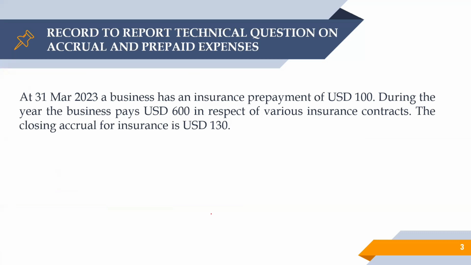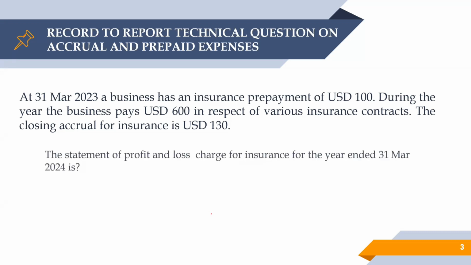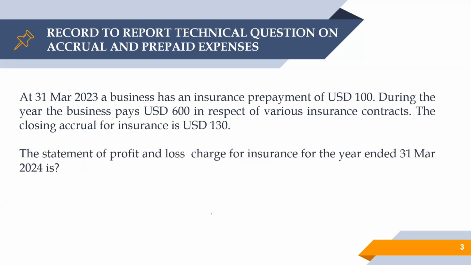This is based on the prepaid expenses. At 31st March 2023, a business has an insurance prepayment of USD 100. During the year, the business pay USD 600 in respect of various insurance contracts. The closing accrual for insurance is USD 130. The statement of profit and loss charge for insurance for the year ended 31st March 24 is.